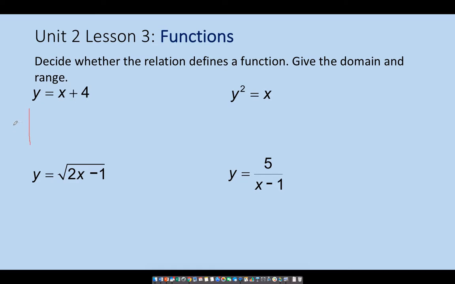So use Desmos, use your graphing calculator, graph them out, see what they look like. Y equals x plus 4 would look something like this. And so does that pass the vertical line test? Sure does. So we would say, yes, this is a function. And then domain, well, my domain goes forever left and right. So I'm just going to say all real numbers. And then for my range, well, it goes forever up and forever down. So again, I'll say all real numbers.